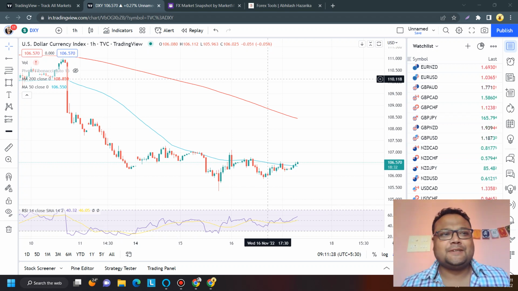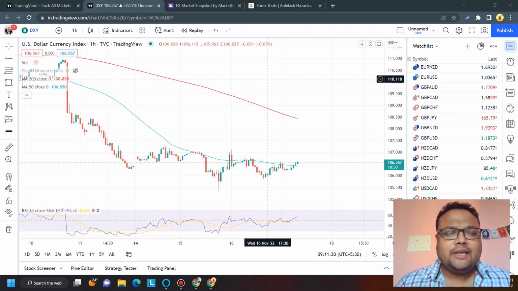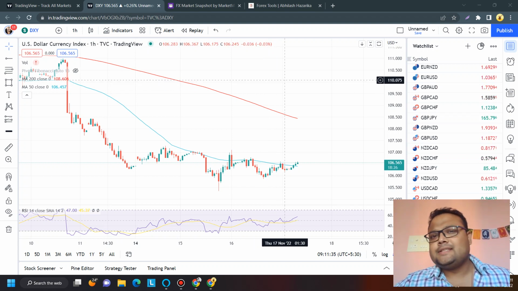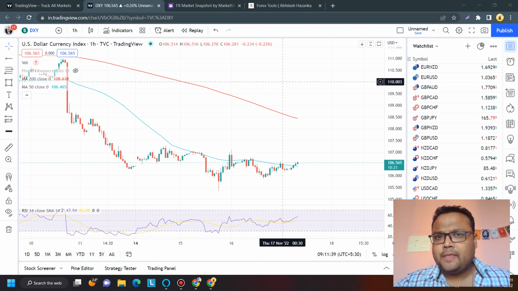So let's get started. This is the chart of DXY, the US dollar currency index, and yes, after the retail sales report yesterday, we saw DXY trying to recover, and we can see some correction going on the chart of EUR/USD, gold and others.